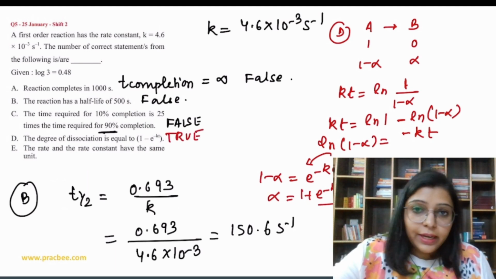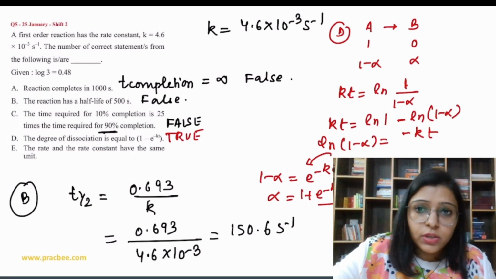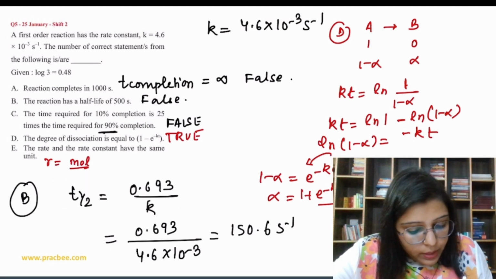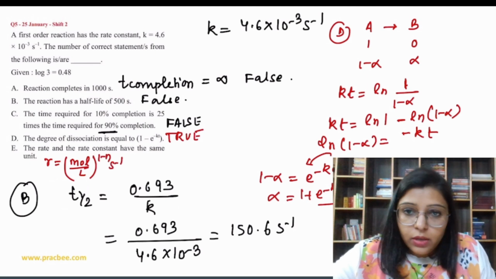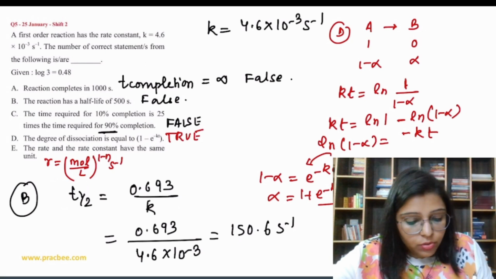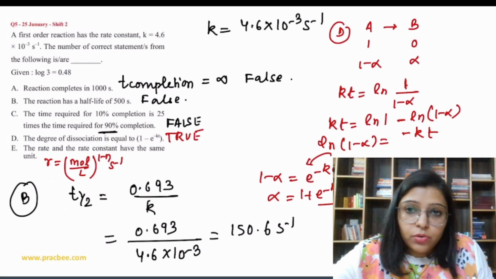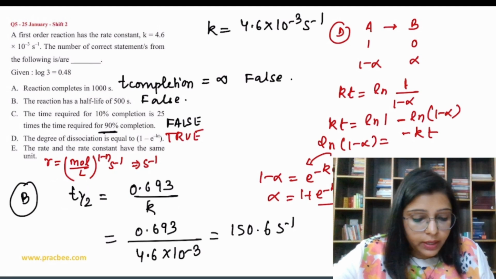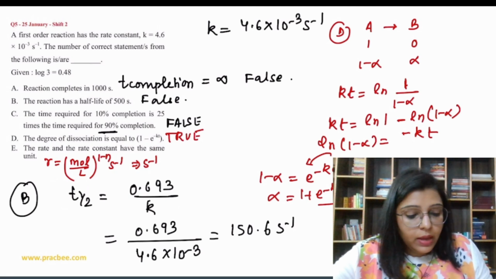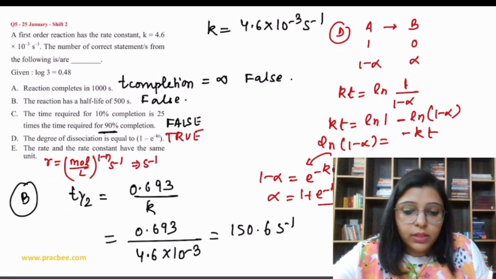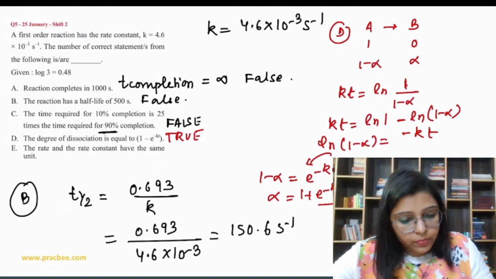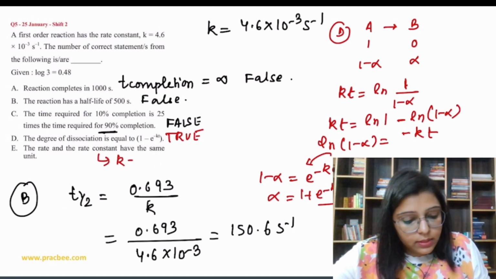So last, the rate and rate constant have the same unit for the first order. So what is the rate unit? Mole per liter per second, mol L^-1 s^-1. Okay, so if it is a first order reaction, then in a first order reaction what will it be? 1 minus 1 is 0, so that is going to be second inverse, right? Second inverse. And what is the unit? One minute. The unit of K is this, second inverse.